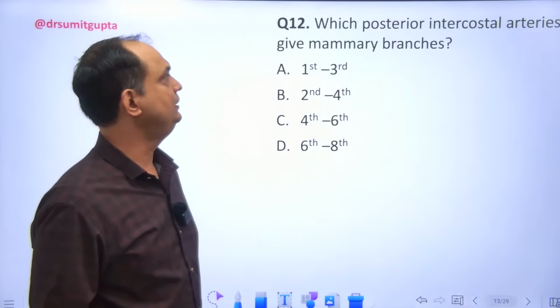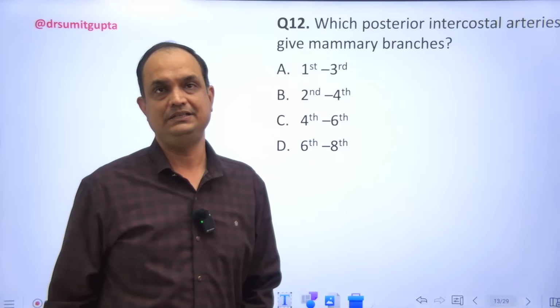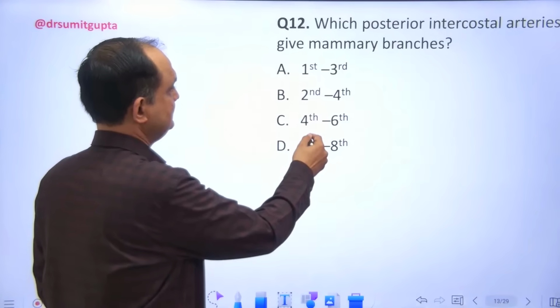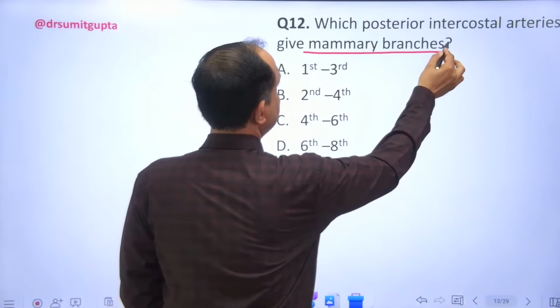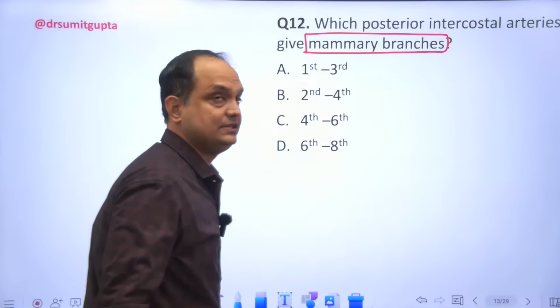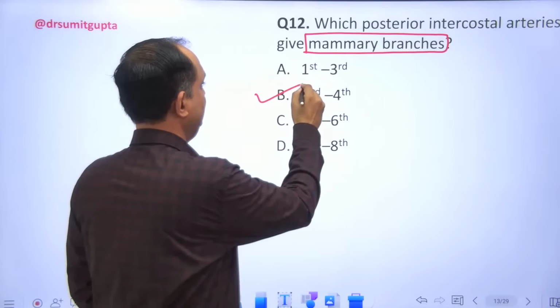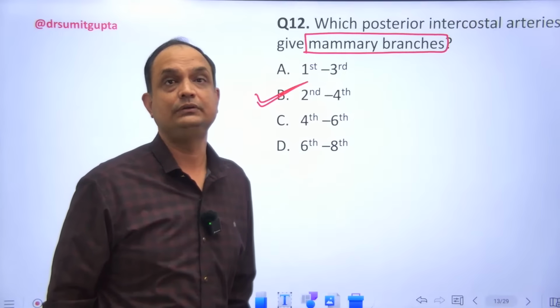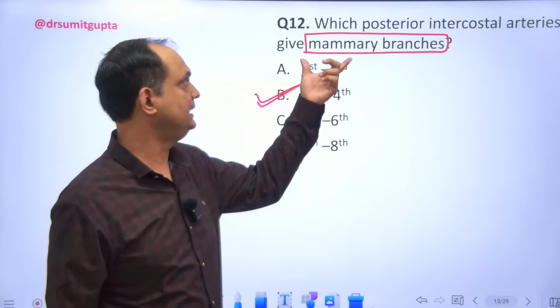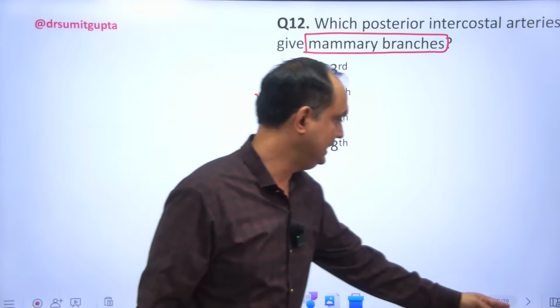Now, which posterior intercostal artery gives mammary branches? When you see this, the mammary branches mean the arteries supplying the breast. So the answer is 2nd to 4th. The 2nd to 4th intercostal arteries will give the branches to the mammary gland.